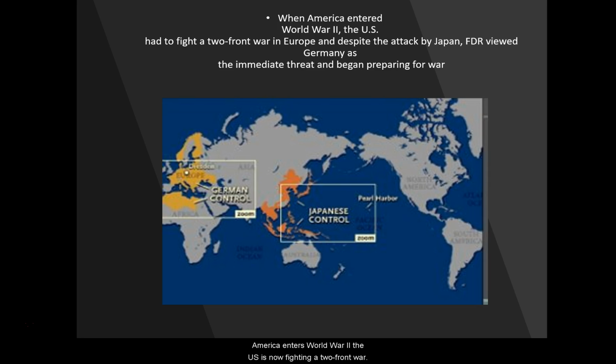When America enters World War II, the U.S. is now fighting a 2-front war. Not only are we fighting the Japanese in the Pacific, but we're also helping our allies fight Germany in Europe. Because of this, now we have to split our military, split our resources. But despite the attack that Japan just launched on us, FDR really views Germany as the immediate threat. So we're going to go after Germany first, help our allies with Germany first, and then we're going to continue to fight the war in the Pacific. But our main focus is going to start with helping our allies in Europe.